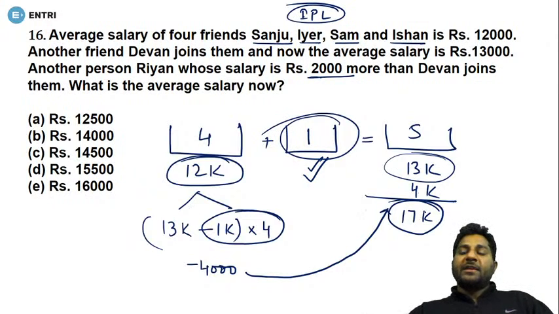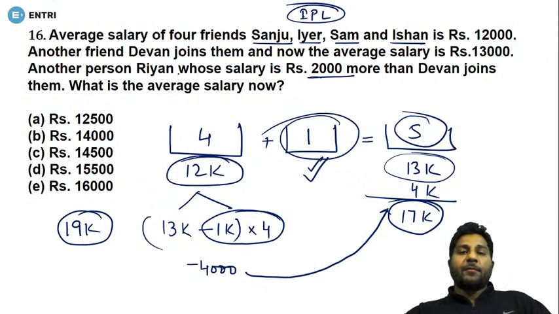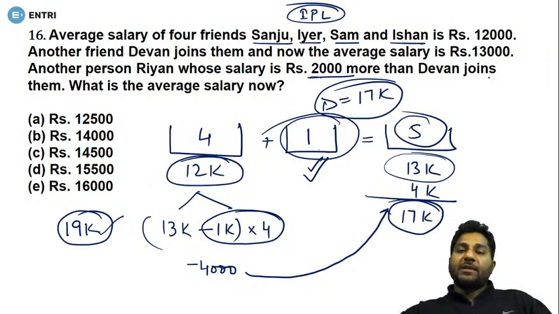So if 17,000 was the total scored by all 5 persons, then Rian will also join, and Rian will join with 19,000. So we have got Devan's salary as 17,000, while Rian is joining with 19,000, because Rian's salary is 2,000 more than Devan's. What is the average salary now?